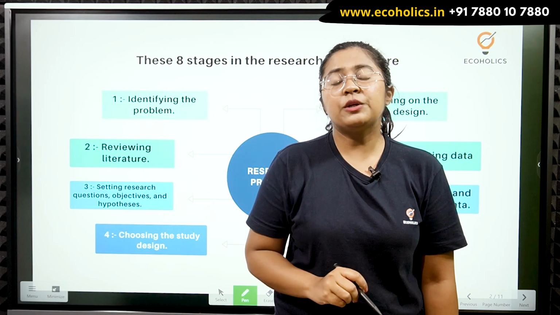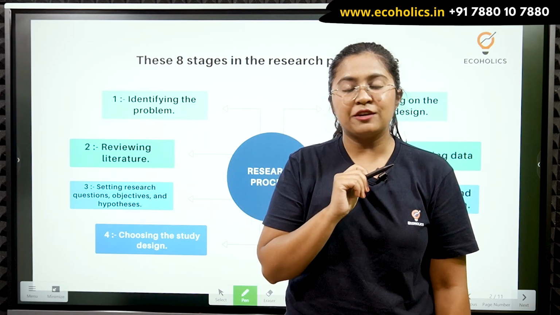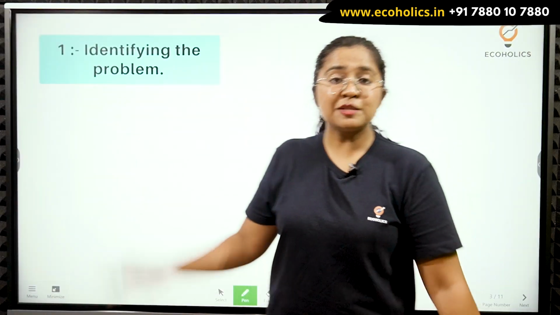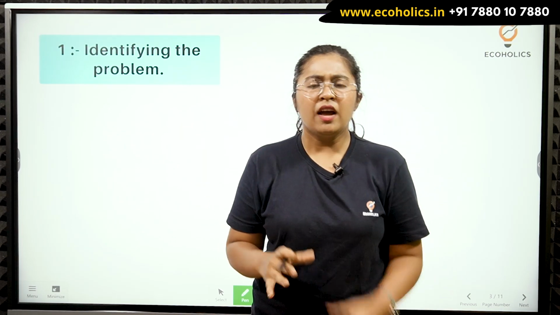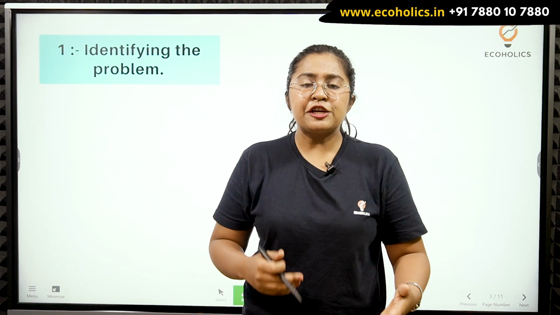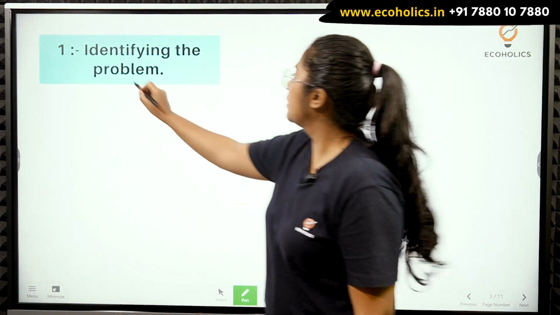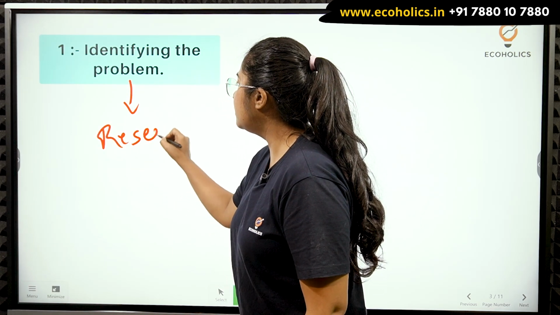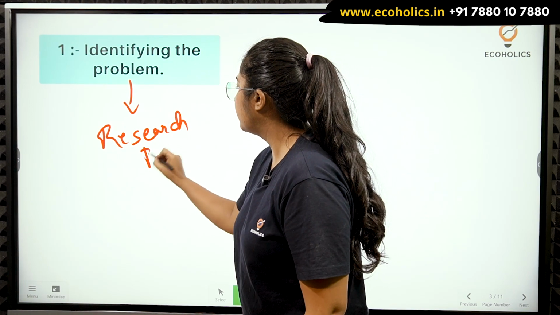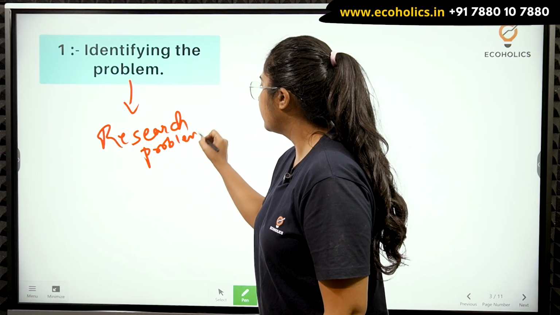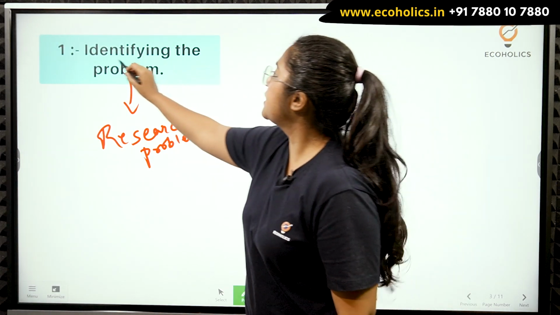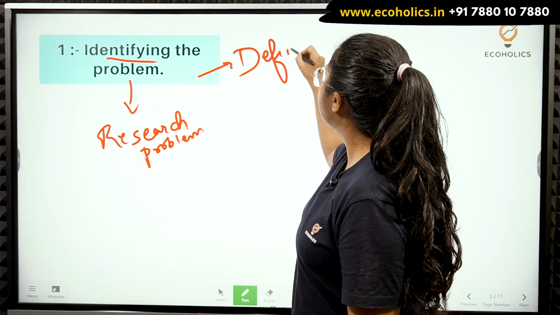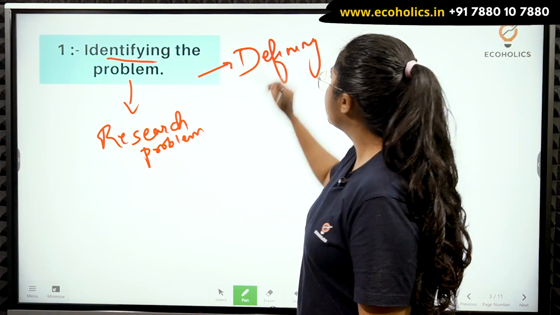So today we are going to understand the holistic process of research, and we'll start with stage 1, which is identifying the problem. So let's begin with the identification of the problem. Whenever you go for identification and defining your research problem, it is going to include not just the identification but also the definition or defining of this problem.